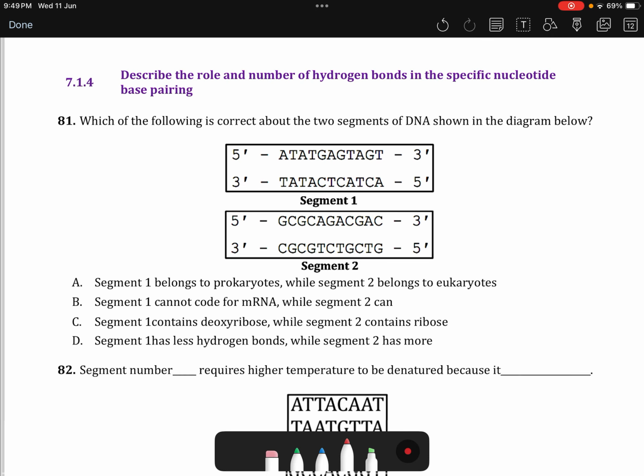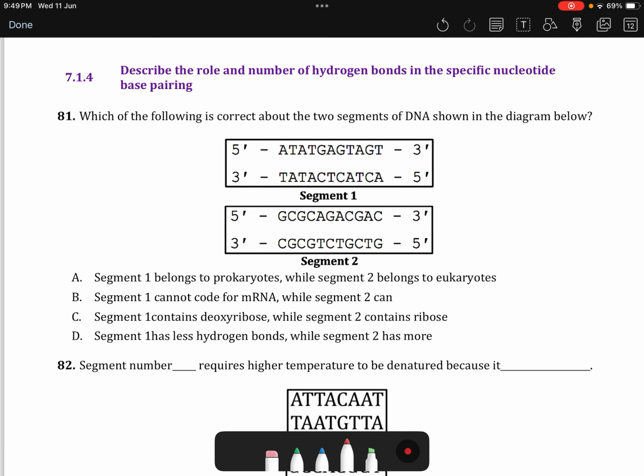Describe the role and number of hydrogen bonds. We discussed already the role. It connects the bases together. And what is the number? How do you calculate the number? A always joins with T with 2 bonds, while G always joins with C with 3 bonds. So it's so easy. Just count the nucleotides and you can find the number.